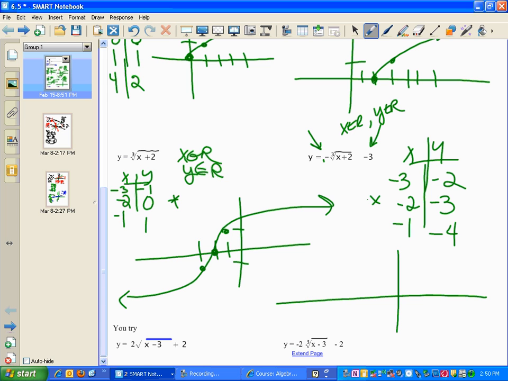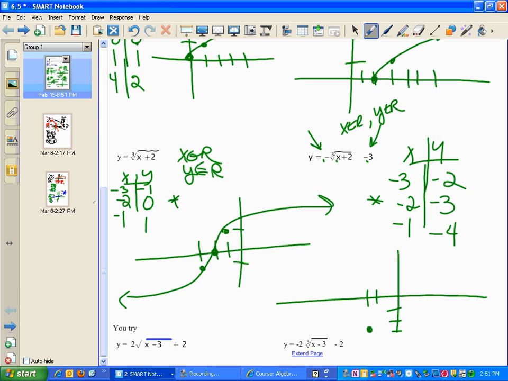Our point of inflection is right here at negative 2, negative 3. Okay, our point of inflection was at negative 2, 0. Now it's at negative 2, negative 3. Tell me again what this 3 did. Did it move it right? It moved it down 3. So it affects the y answer, doesn't it? So if it's underneath with the x, it affects the x. If it's outside, it affects the y. Always. That's what you can expect with your graphs.